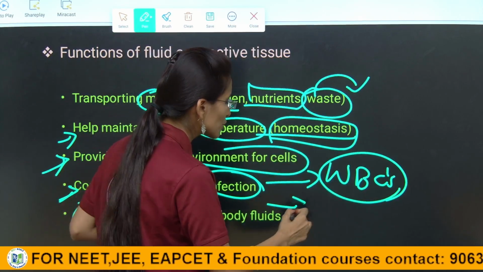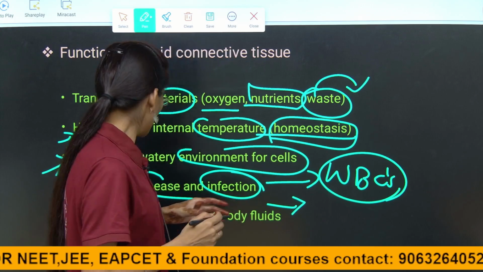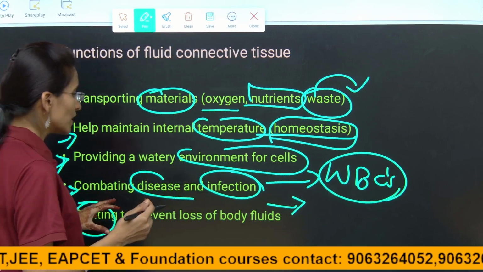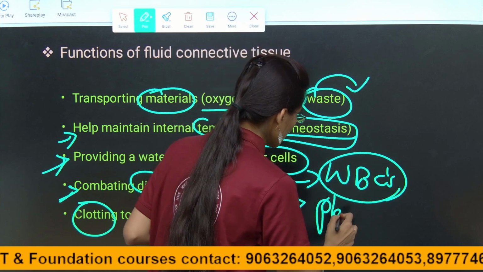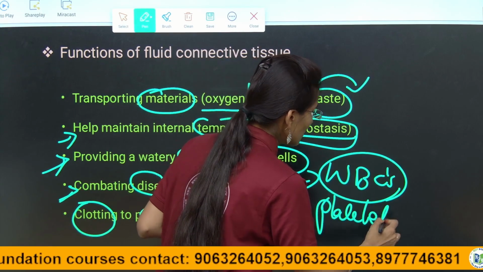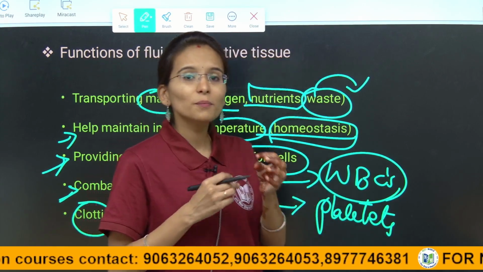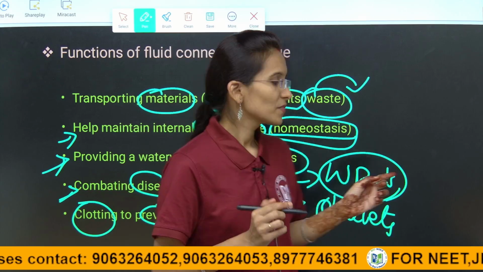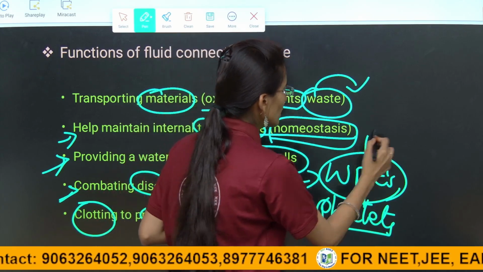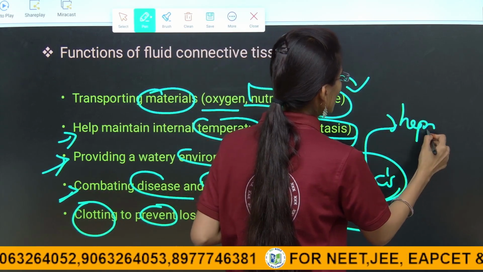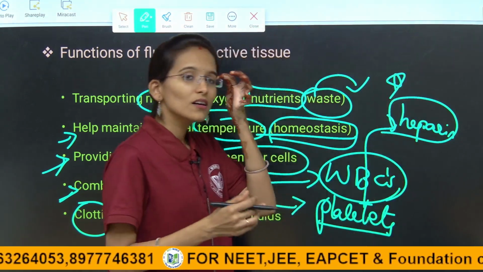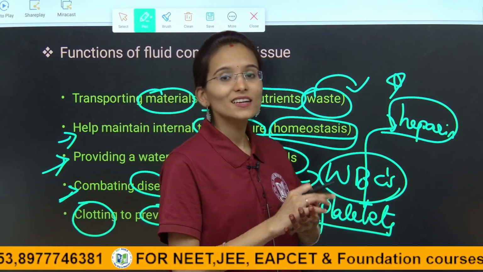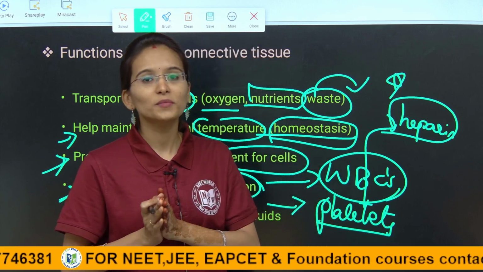Which cells are going to prevent the blood flow? Okay, platelets. And which substance helps prevent blood clot formation? Heparin. Okay. Just now we have studied heparin. It is very important. It acts as an anticoagulant. It is going to stop the blood clotting.